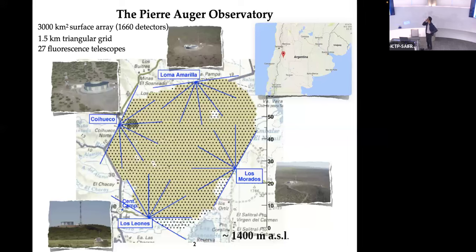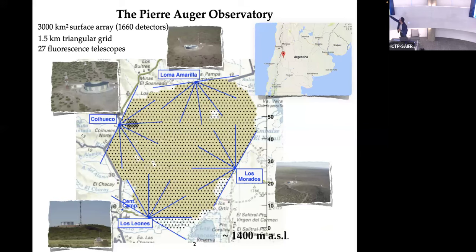This is the Pierre Auger Observatory. It's the biggest cosmic ray observatory in operation. So we are located in Argentina. You can see here the layout of the detectors. This is a hybrid detector. So there's a surface array represented by these black dots. And then there are fluorescence telescopes overlooking the atmosphere on top of this surface array.